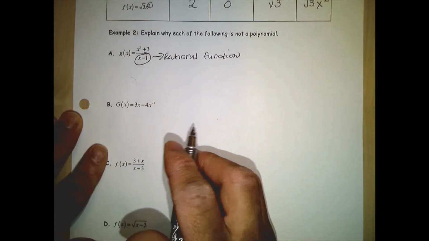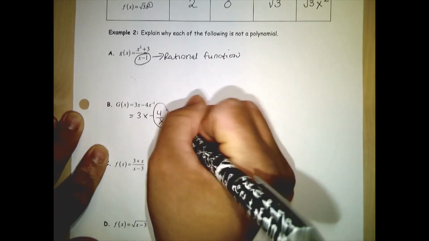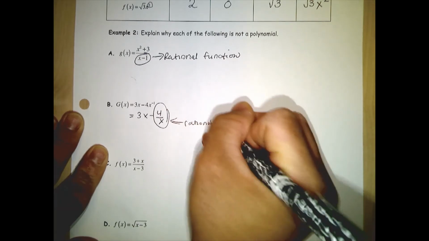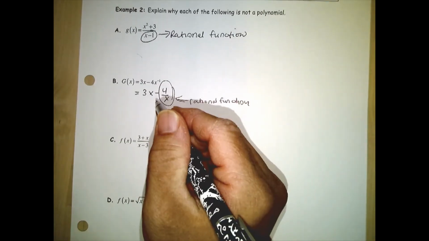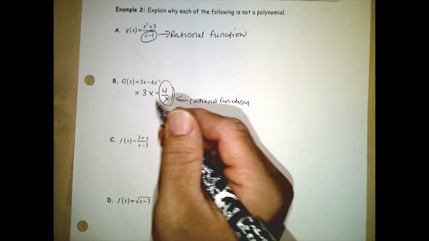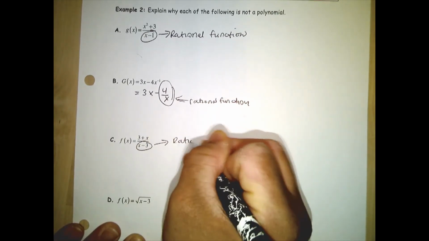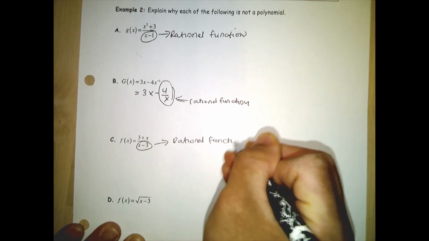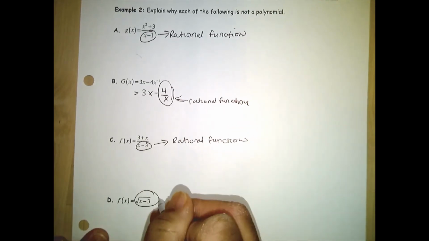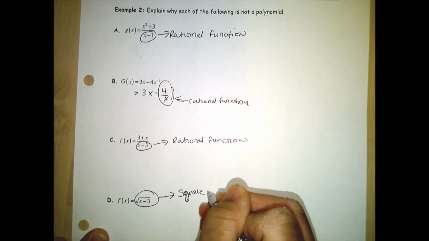Here we have g of x is 3x minus 4x to the negative 1. That's 3x minus 4 over x. Here we see we have a rational function again. And that was easier to recognize when I wrote this with the x to the negative 1 power being 1 over x. Here, this is also a rational function, so it is not a polynomial. And here, we have a square root function, so square root functions are not polynomials.